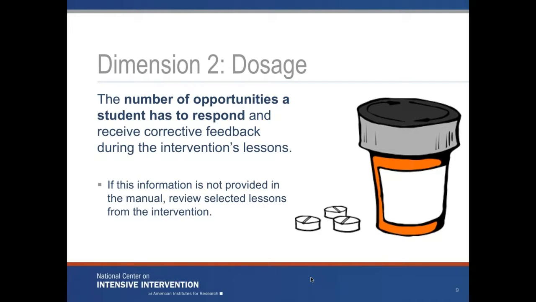During the DBI setup phase, you're going to try to decide what this average number of opportunities to respond is. In some cases, it's going to be really easy for you to see. You'll be able to look at the manual and they'll tell you right off the bat. But often you're probably going to need to look at a few sample lessons.